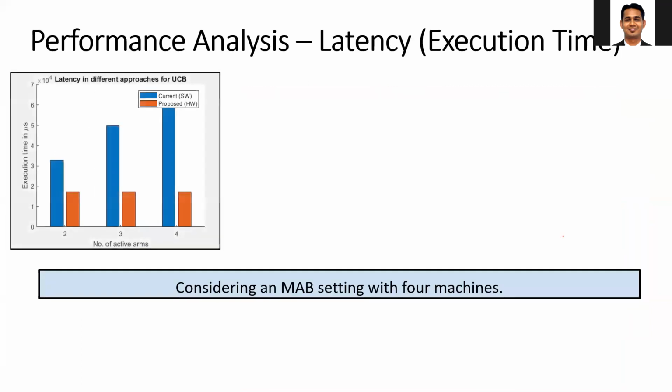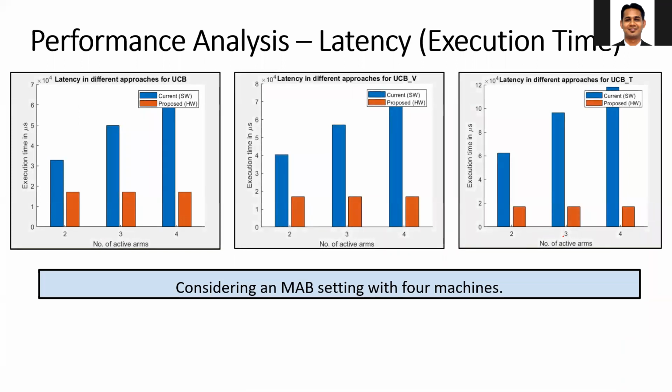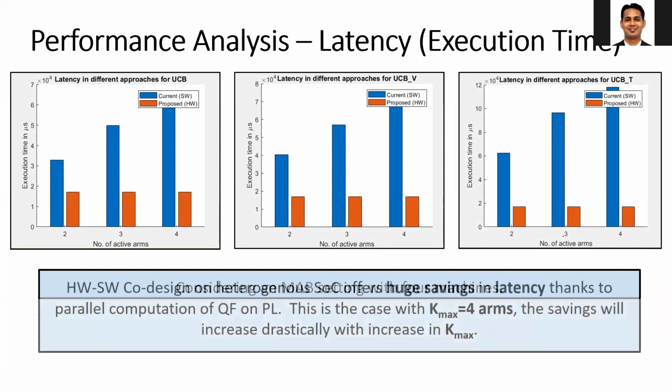If you compare the latency, you can see that on average, when I implement it in software, that is the PS, versus on the hardware, that is the FPGA and PS in combination, I get a lower execution time on the hardware compared to the software. Here we have shown this with K machines, and you get a better improvement as you increase the number of machines. Why? Because as you increase the number of arms or machines, the number of quality factor calculations increases. That means you can execute those calculations more efficiently in parallel in the hardware compared to the software.